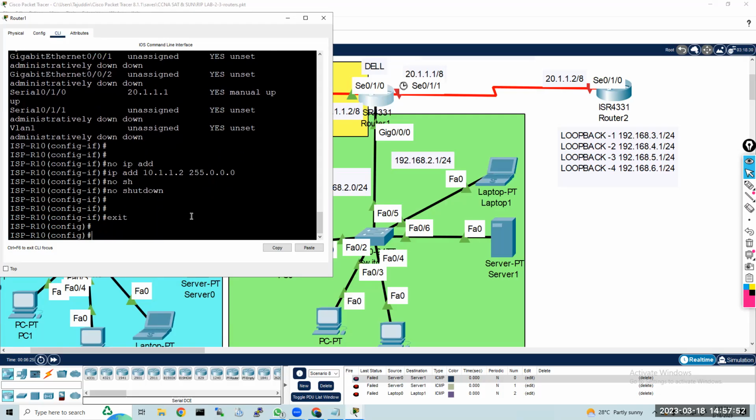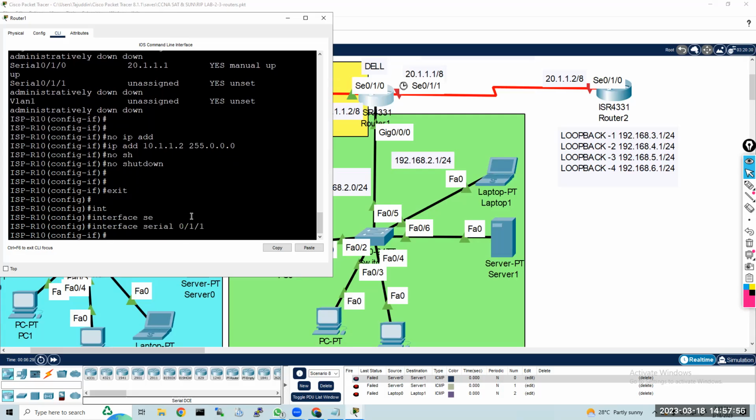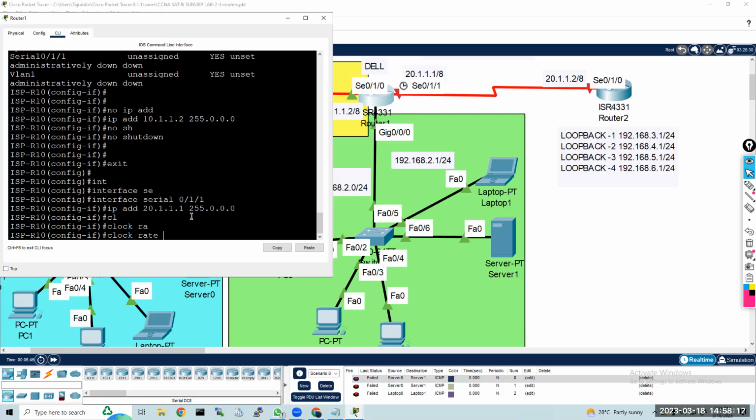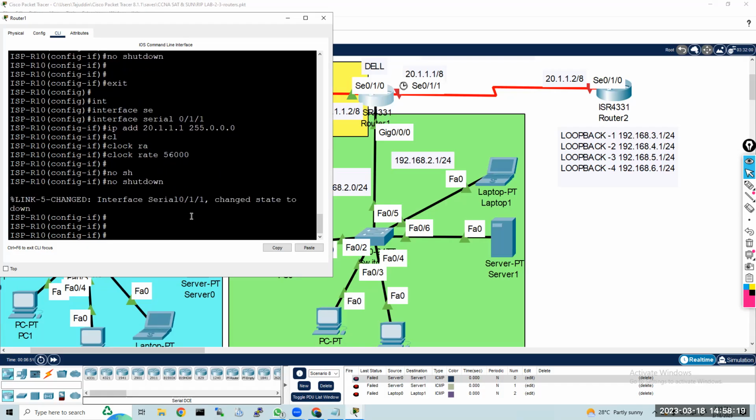Okay, now we have to enter serial interface 0/1/1. Then IP address 20.1.1.1 and give the subnet mask. Okay, so now we can give the clock rate. This time I'll give 56,000. Okay, I can give no shut. Okay, router 2 configuration is done now.